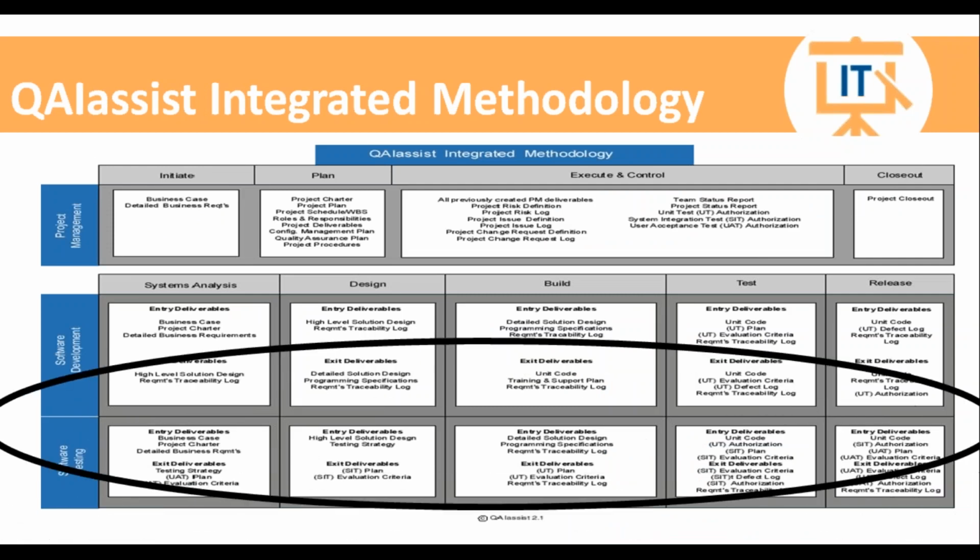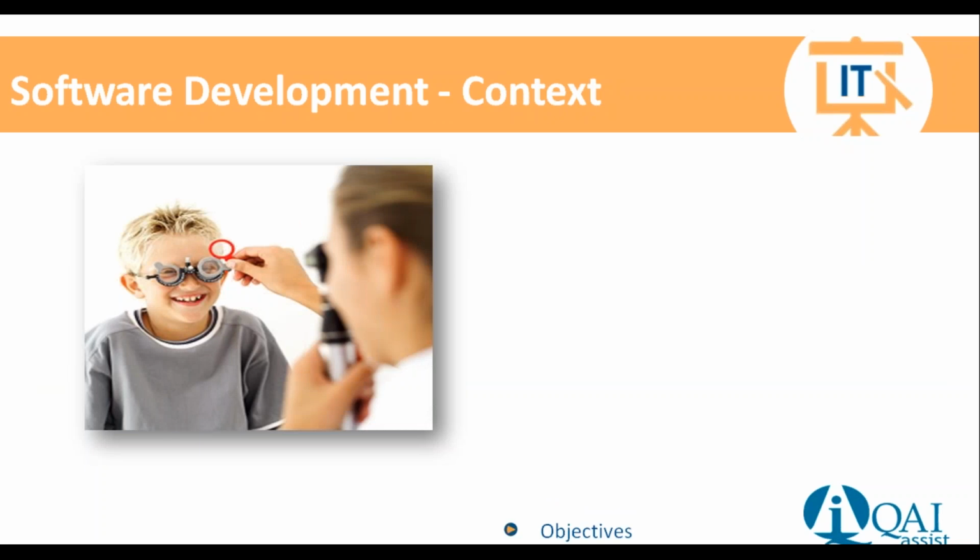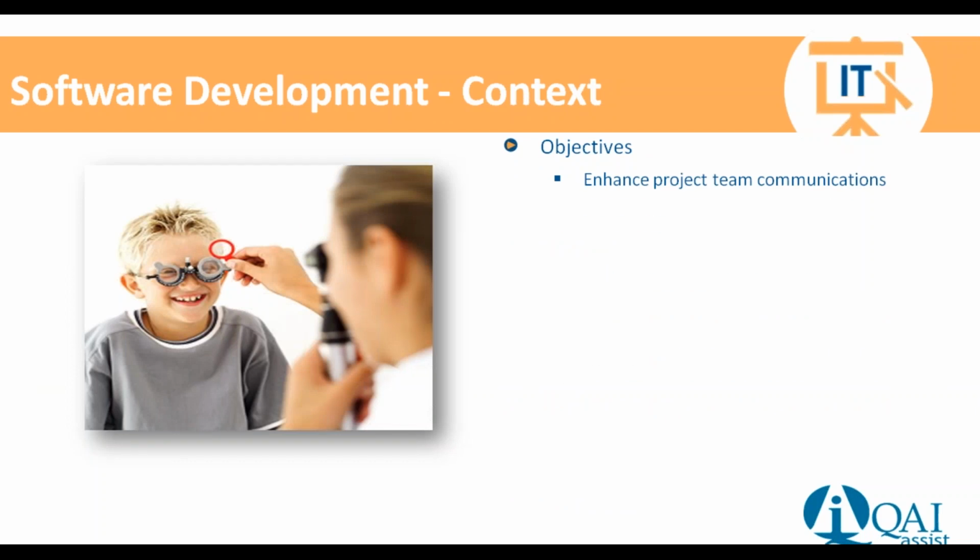Let's look at software development. When we're doing the software development lifecycle, and again, I've just blown it up so you can see the deliverables and the different phases a little better, we're talking about a software development lifecycle or methodology. There are going to be things that we're going to try and achieve, the objectives of using this software development lifecycle. We're going to enhance the project team communications.